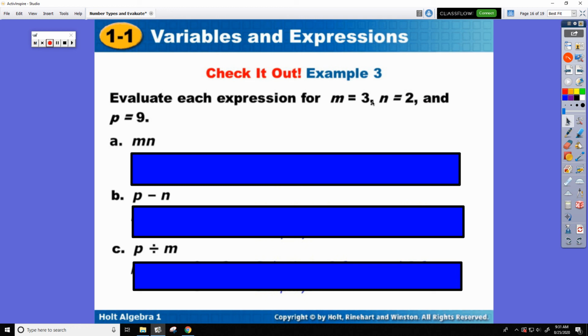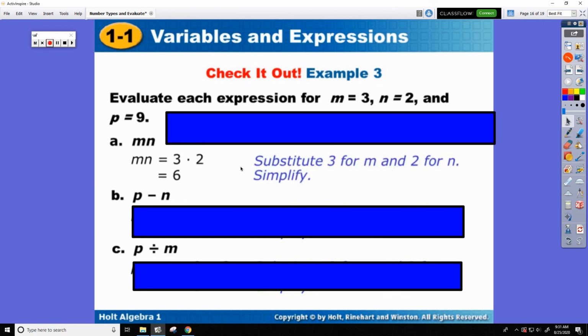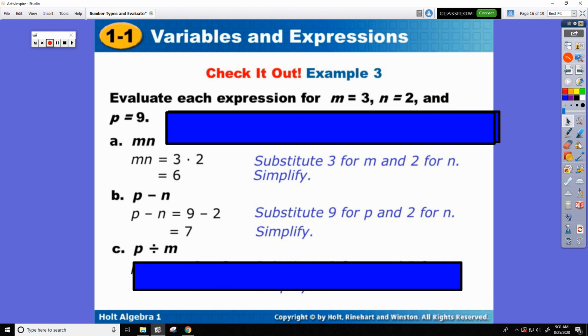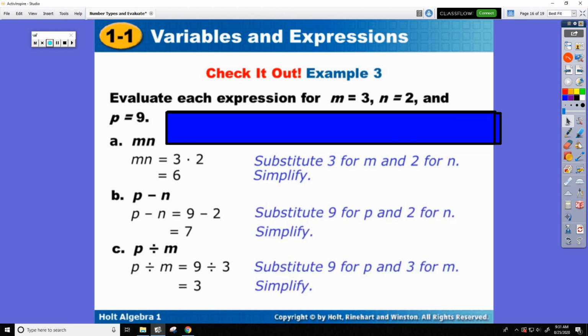And then these, M is 3, N is 2, P is 9. So this is multiplication, this is subtraction, this is division. I want you to try it, pause, and come back to the answers. So now multiplication, 3 times 2 is 6, subtraction, 9 minus 2 is 7. Division is 9 divided by 3. So you could also think of this as P divided by M, or 9 divided by 3, because a division symbol and a fraction are the same thing.